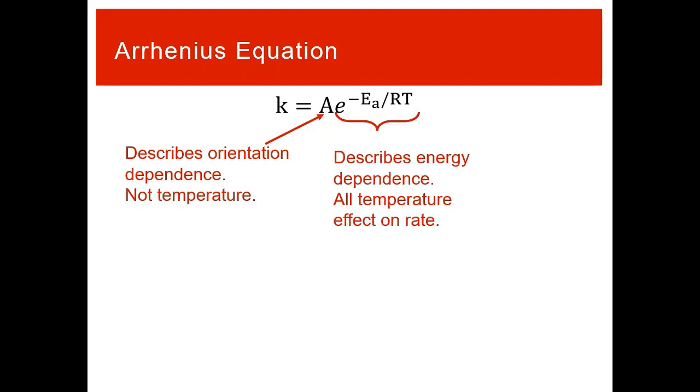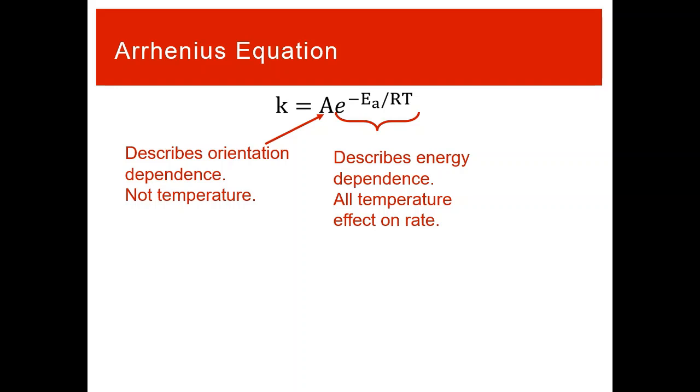So this exponential term describes the energy dependence of collisions, the fact that molecules need to collide with enough energy in order to break those bonds to overcome the activation barrier. RT, that term multiplying R times T, gives information on the amount of energy and the amount of motion due to temperature among molecules, kind of an average energy of those molecules.